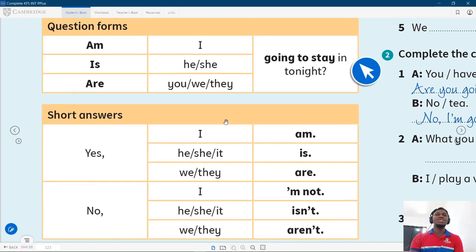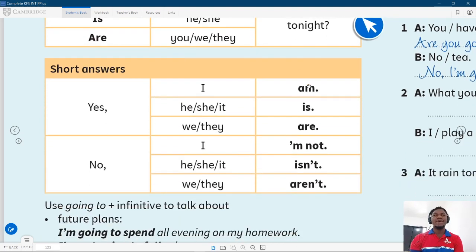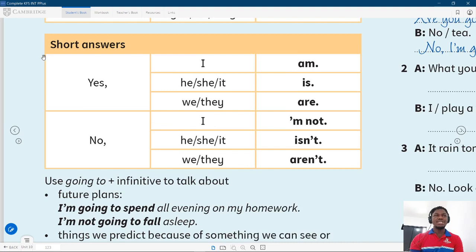For question forms, you just change like present continuous: verb to be, subject pronoun, going to. So, are you going to play football today? Is she going to stay in tonight? Am I going to visit my friends today? And short answers: yes, I am. No, I am not. Yes, we are. No, we aren't.